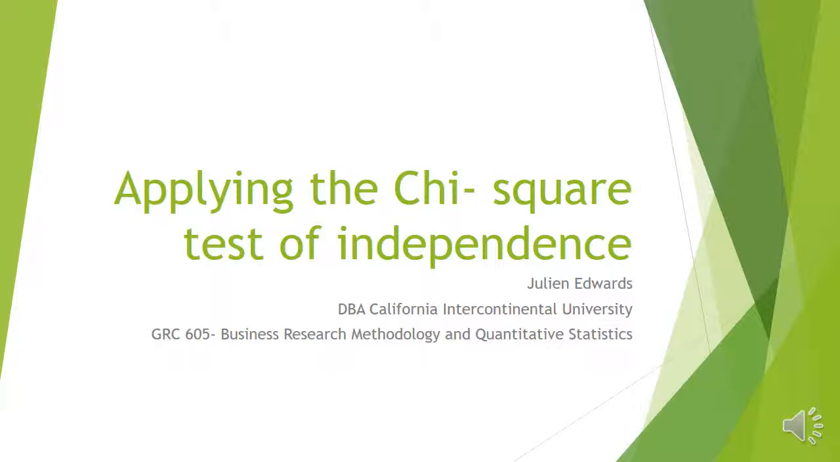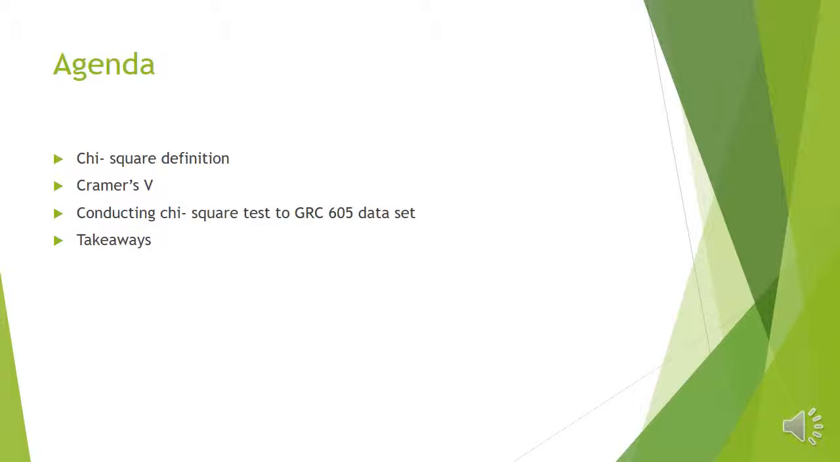My name is Julian Edwards, a DBA student at the California Intercontinental University. Today we'll be looking at applying the chi-square test of independence. For our presentation today, we will be defining the chi-square test, followed by looking at Cramer's V. We'll then move on to conducting the chi-square test to the GRC 605 dataset, and then conclude with our main takeaways from this presentation.